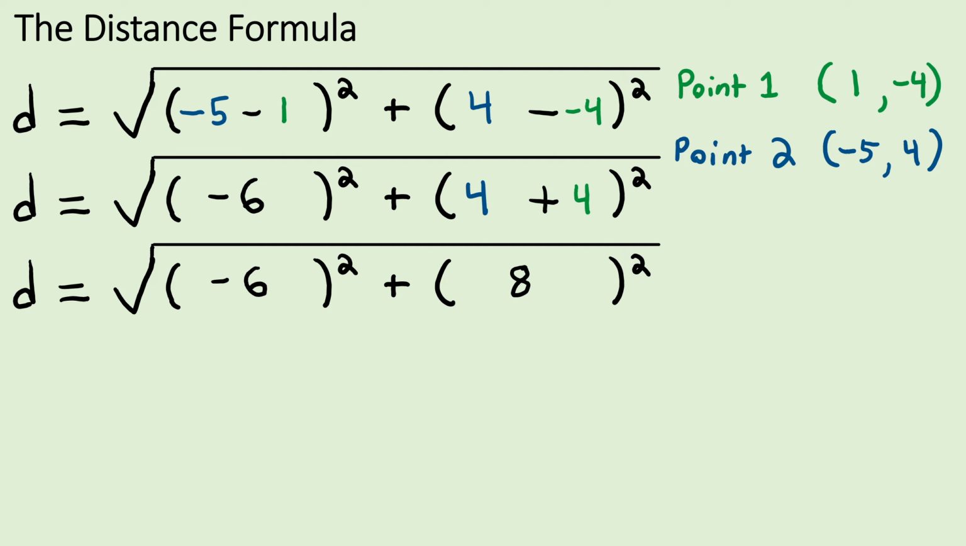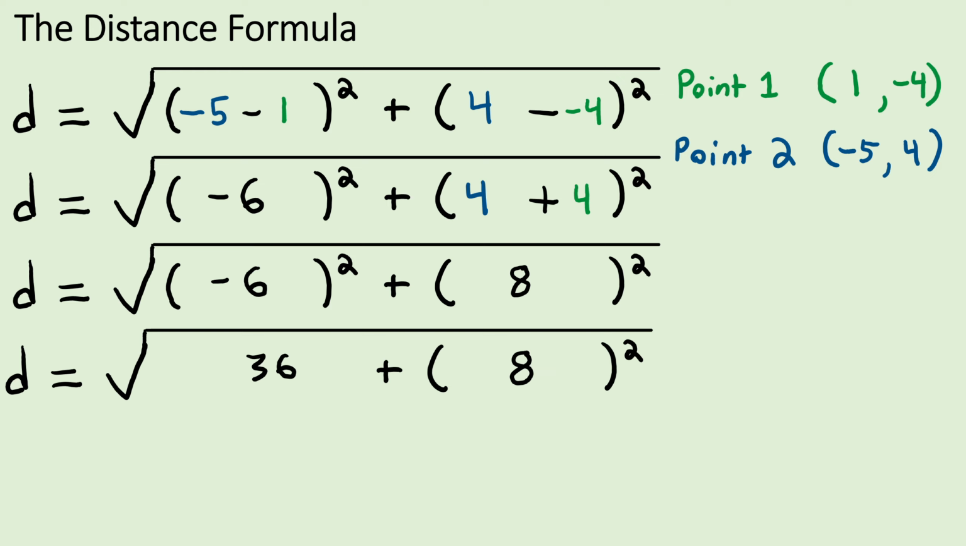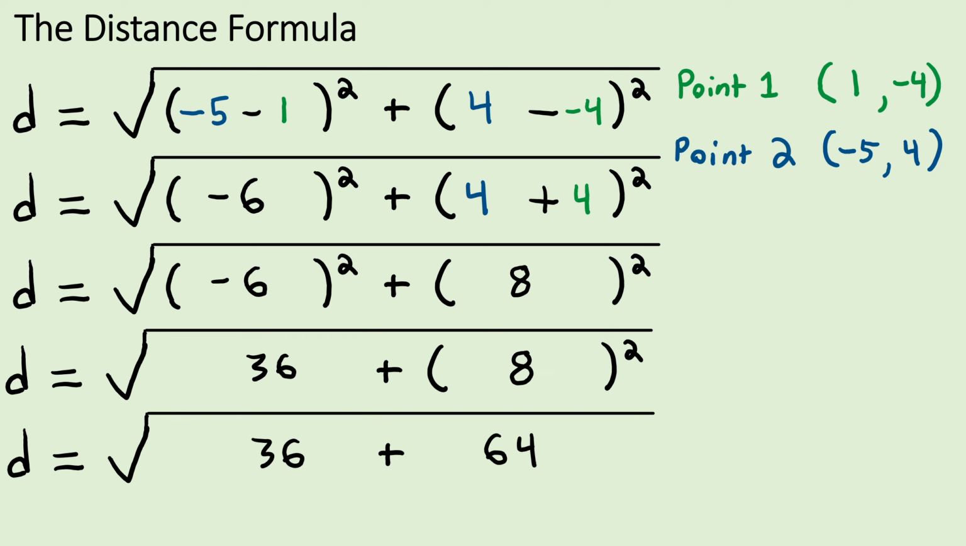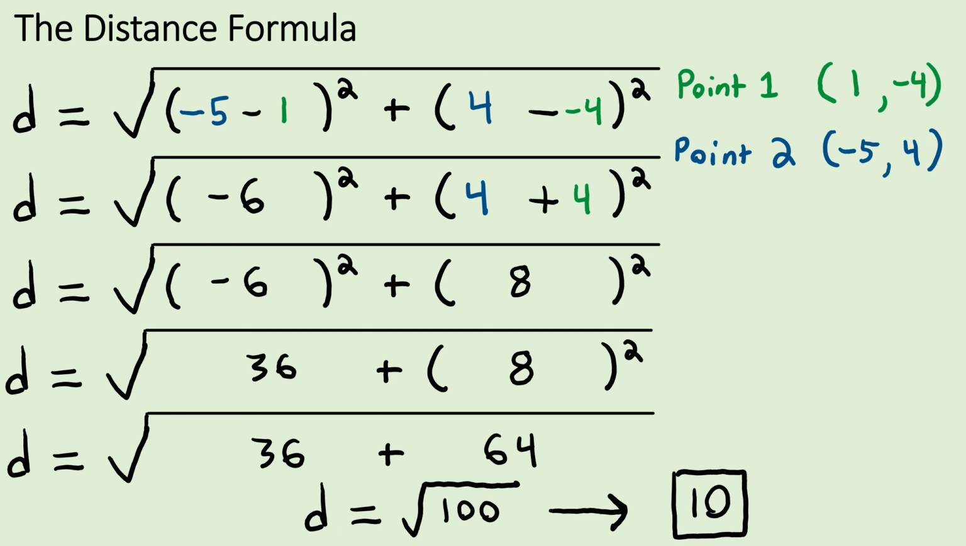Next up are our exponents. Negative 6 squared is 36, and 8 squared is 64. 36 plus 64 equals 100. And finally, the square root of 100 is 10. The distance between these 2 points is 10.